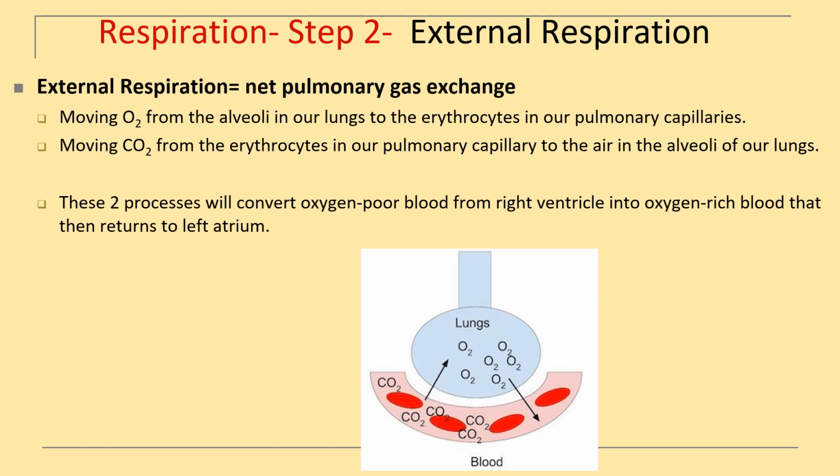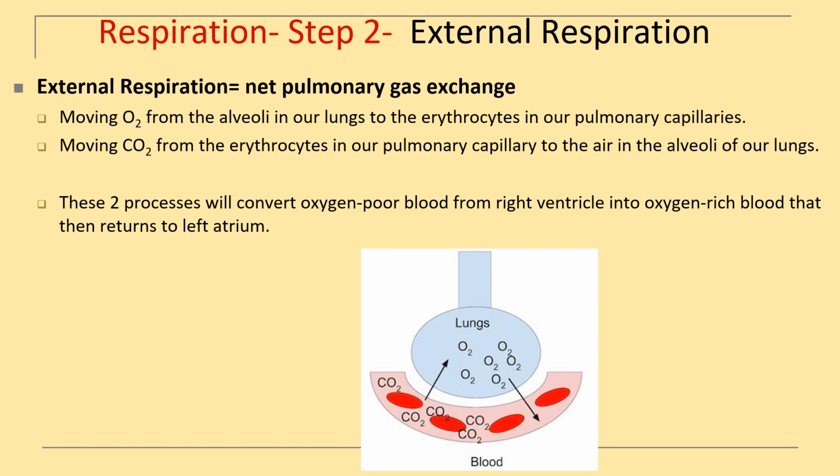All right, step 2 in respiration, also known as external respiration, also known as the net pulmonary gas exchange. And so with this one, we're moving oxygen from the alveoli in our lungs to the erythrocytes in our capillaries, and moving carbon dioxide from the erythrocytes to the alveoli of our lungs, and this will convert oxygen-poor blood into oxygen-rich blood. So what that's really telling us, external respiration, net pulmonary gas exchange, all we're doing is taking air out of the lungs and putting it into the blood.